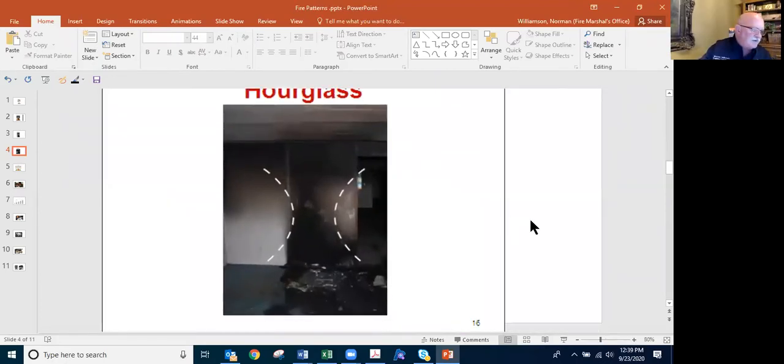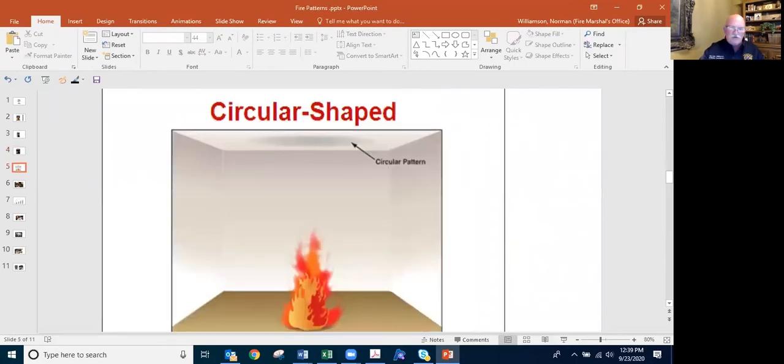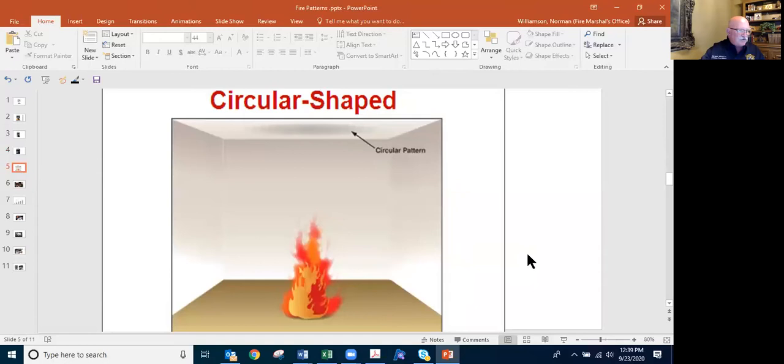There we go. So the next thing we're going to look at is circular shape type patterns. Now the circular shape basically has this round circular area here on the bottom. But when you have a circular shape, you're also going to have a circular shape on the ceiling. Why is that? Because the fire is in the center of the container and it's burning up, creating a circular burn. I guess heat's just radiating to the ceiling. Yeah, exactly, because the plume's going up, and that's where your heat is going to be.